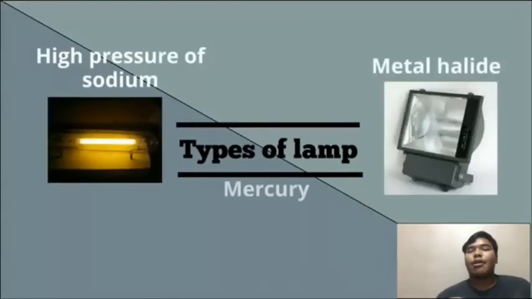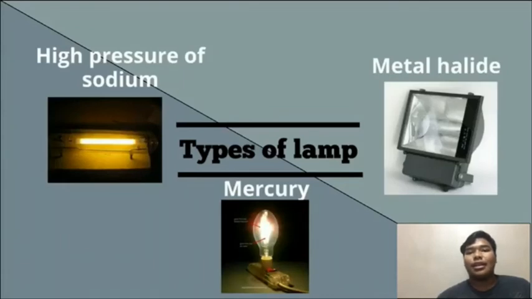There are three types of lamps we use in outdoor facilities. The first is high pressure sodium. As you can see, this is a lamp on the road in Malaysia, with a yellow color. Next is metal halide. This is something like a spotlight. And next is mercury. A mercury lamp is a standard lamp in houses in Malaysia.